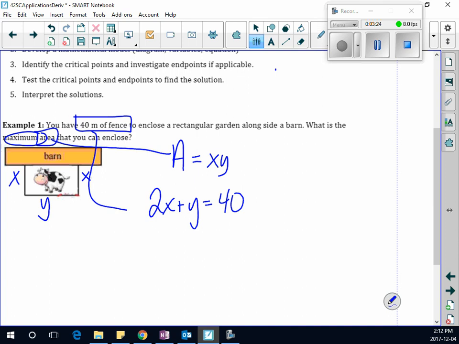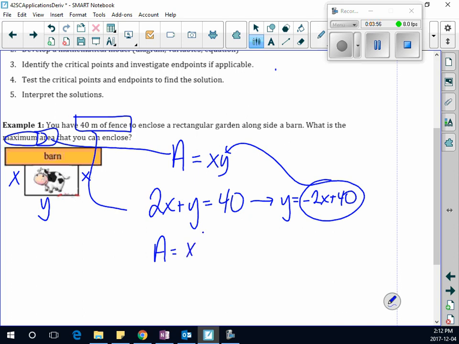So what I'm going to do is solve for one of the variables. It doesn't matter which one you do, because in a second we're going to maximize the area. And if I maximize the area the way it's written, we're going to have 2 variables here, and we'll have all this craziness going on. So I'm going to solve for y because it seems like a pretty easy thing to do. Y would equal minus 2x plus 40. And then I'm going to sub this into the y over here. So I get a new area formula, which is x times (minus 2x plus 40).